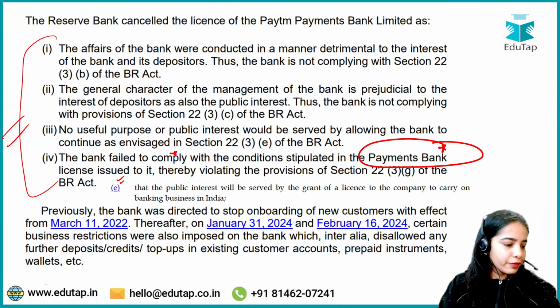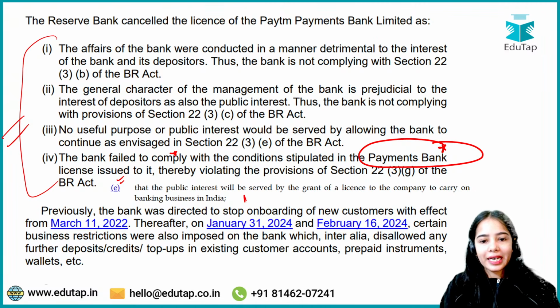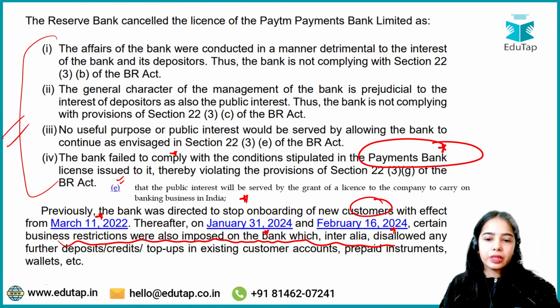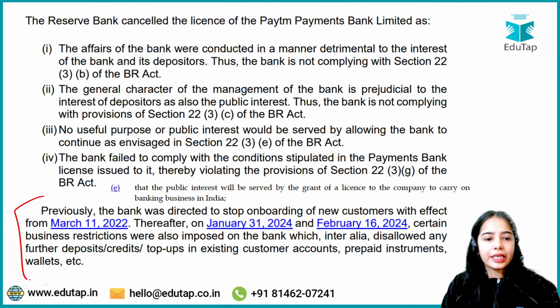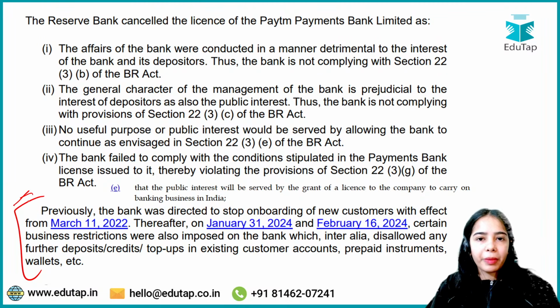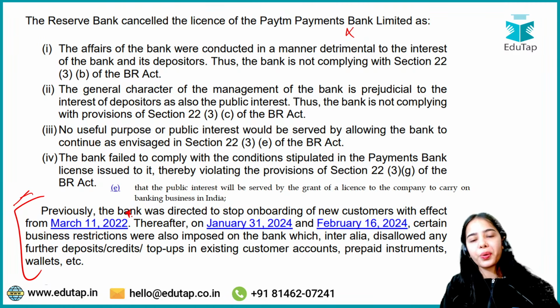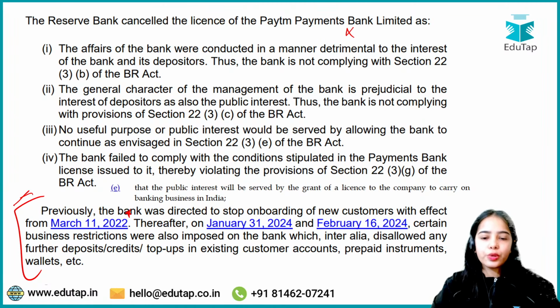Any confusion here? Previously, the bank was directed to stop onboarding of new customers with effect from March 11, 2022. Thereafter, on January 31st, 2024 and in February 2024, certain business restrictions were also imposed on the bank, which disallowed any further deposits, credits, and top-ups in existing customer accounts. So basically, it is not that the Paytm Payments Bank license has been cancelled suddenly. It is not a sudden decision. The RBI is trying to tell that since 2022, the RBI has been taking steps against this institution: onboarding was stopped in 2022, and the deposits and such were stopped in 2024.